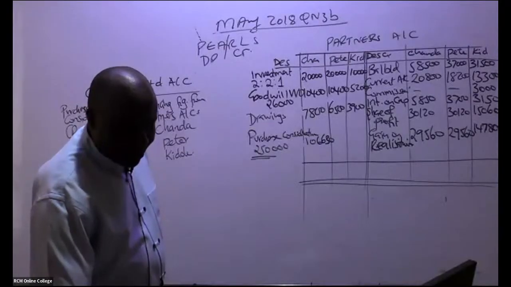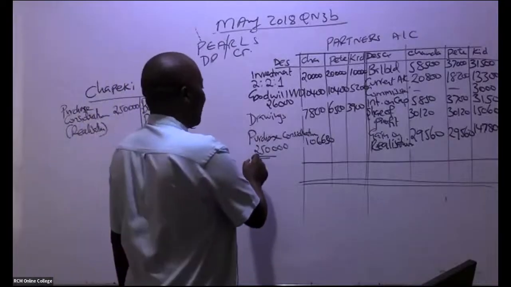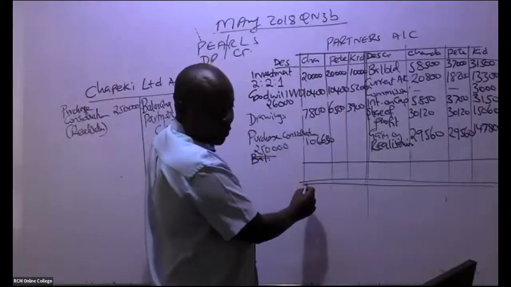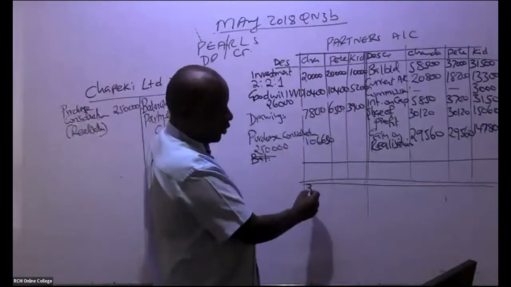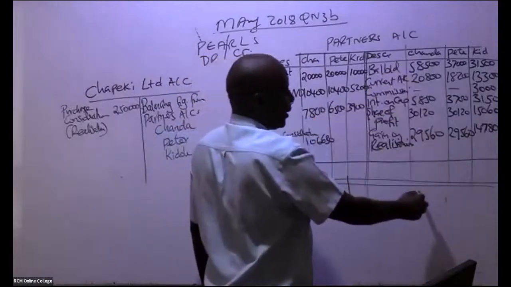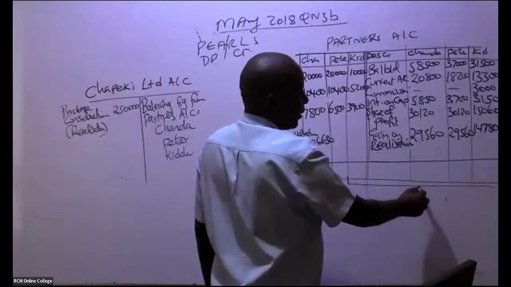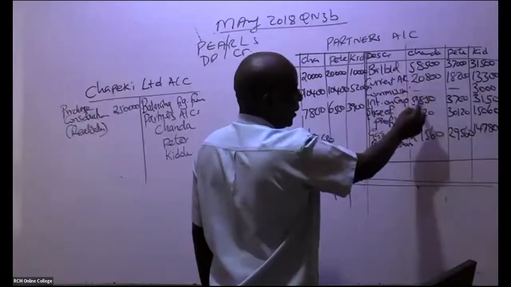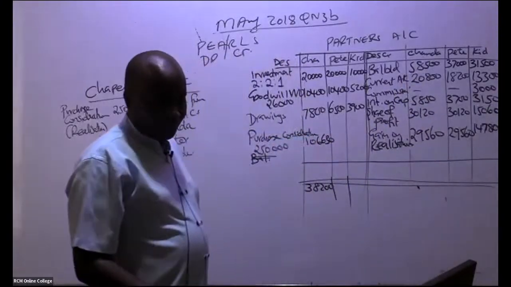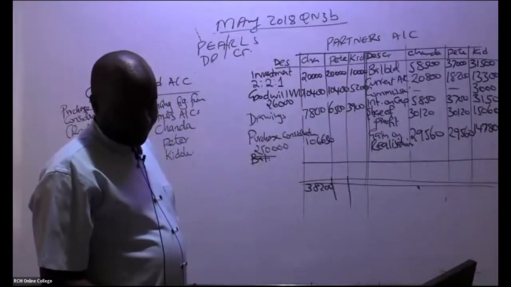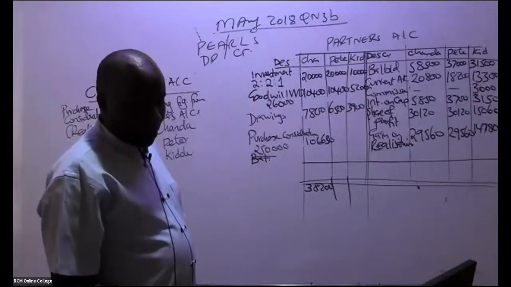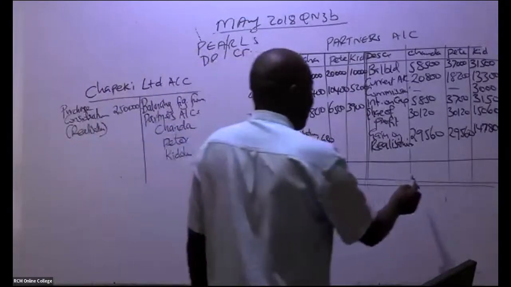Balancing figure. Remember, we're looking at the balancing figure. So the first one, somebody is giving me a figure of 38,200 here. How about this first ninja here? How much do we have here when you add this, and this? We have $144,830.